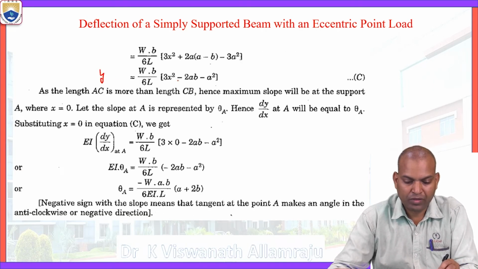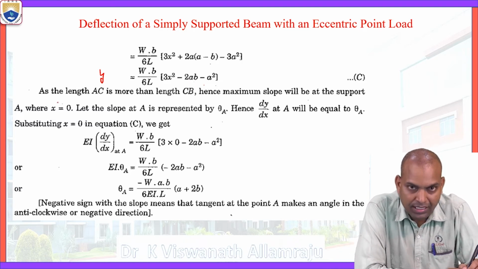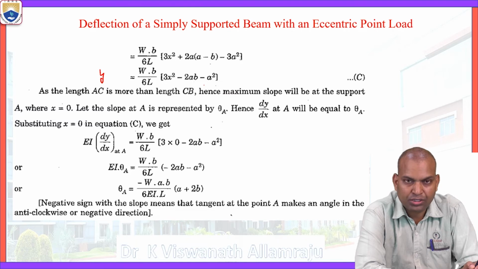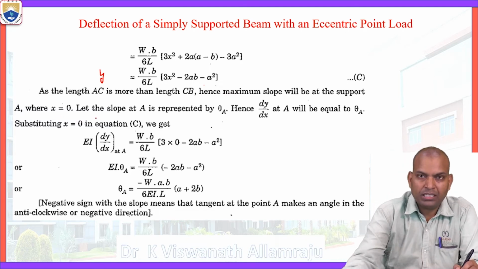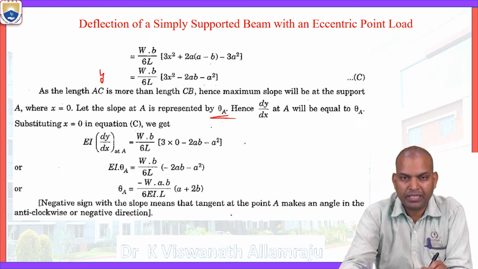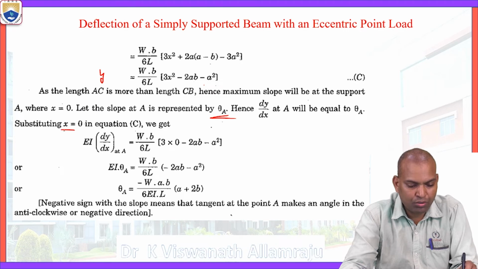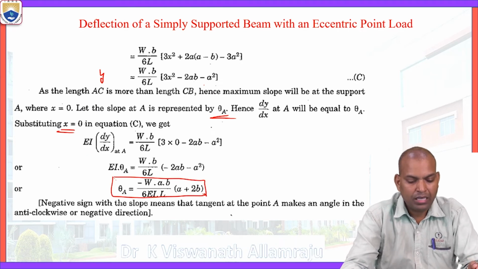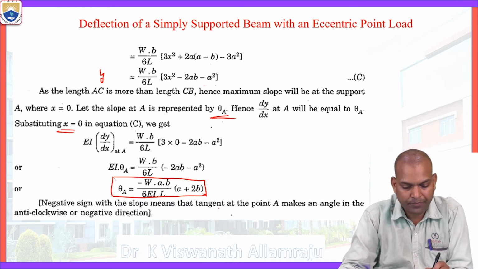Okay, that is 3x² − 2ab − a². Now, the length AC is more than the length CB. Hence, the maximum slope will be at the support A, where x equals 0. Let the slope at support A be represented as theta A. Hence, dy/dx at A will become theta A. Now, at x equals 0, substituting, the slope at A is the value obtained, that is minus WAB by 6EIL times (A plus 2B).